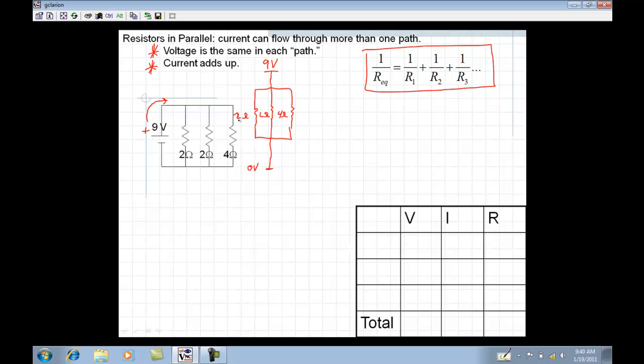All right. So yeah, go ahead. It's always going to be 0 volts at the end. Yes. Okay. That doesn't look like 2 ohms there.